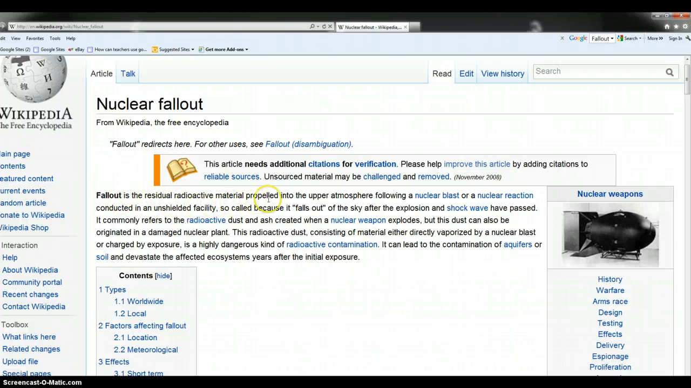Fallout is the residual radioactive material propelled into the upper atmosphere following a nuclear blast. It commonly refers to the radioactive dust and ash created when a nuclear weapon explodes, but this dust can also originate in a damaged nuclear plant. Three Mile Island, lucky we didn't have a problem there, but Japan, think of it. And this radioactive dust got in the air and it contaminated land in Japan. And the accident that happened at Chernobyl is another example of what happened. This can contaminate not only soil and air, but water if it gets into the aquifers.